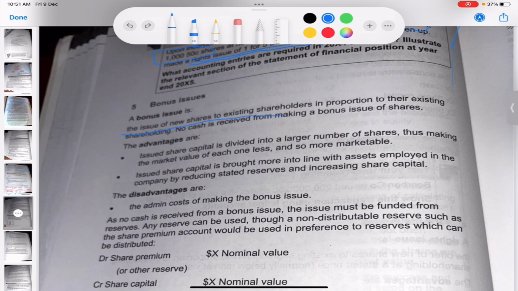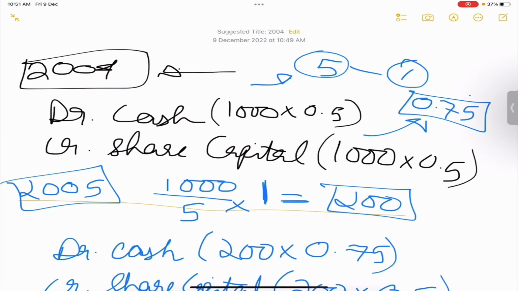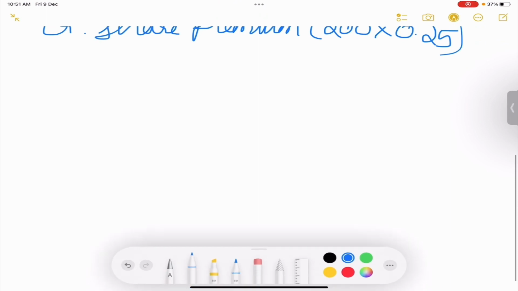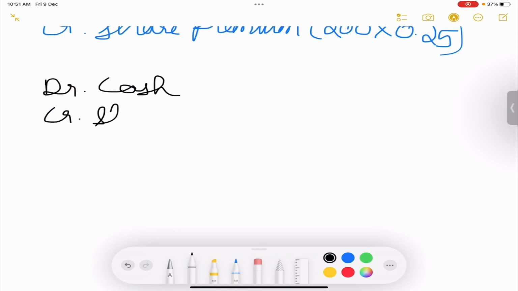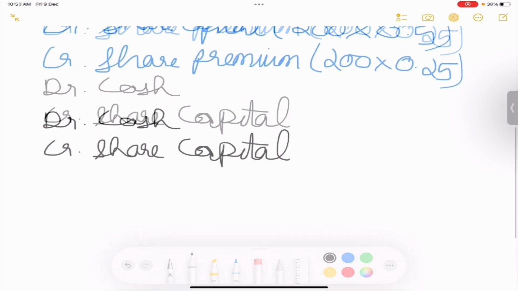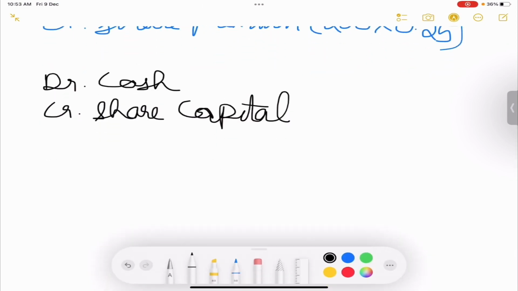So the issue of new shares to existing shareholders in proportion to their existing shareholding, no cash is received from making a bonus issue of shares. Okay, I'll explain this to you. Now, whenever we were raising money from share capital, what was the journal entry? Debit cash, as cash is being received. The shareholders are giving you cash. Credit share capital. Right, this was the journal entry.